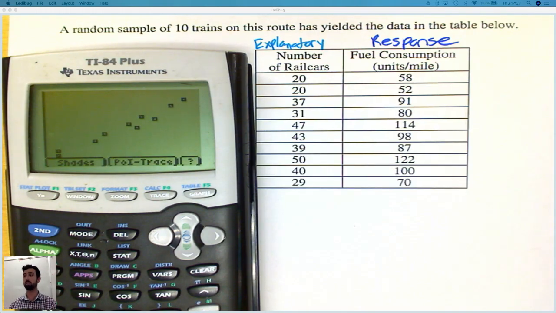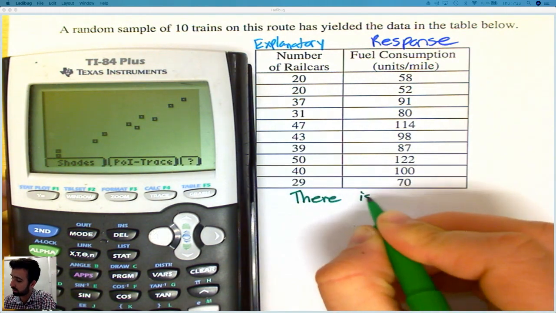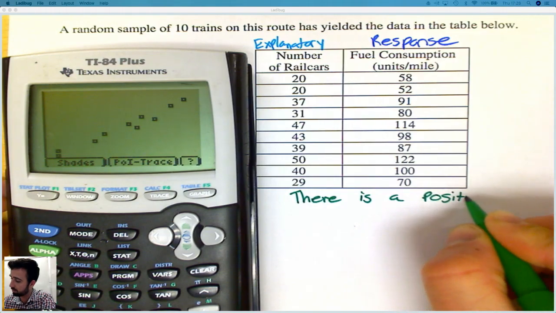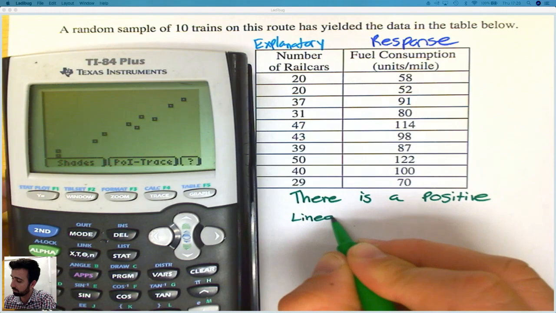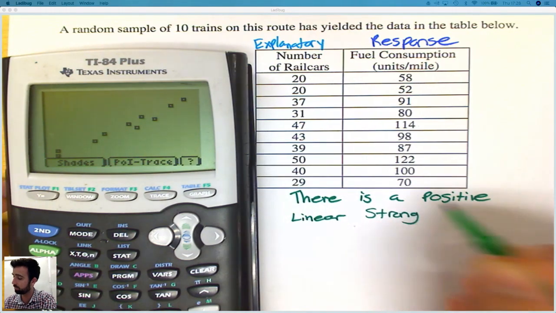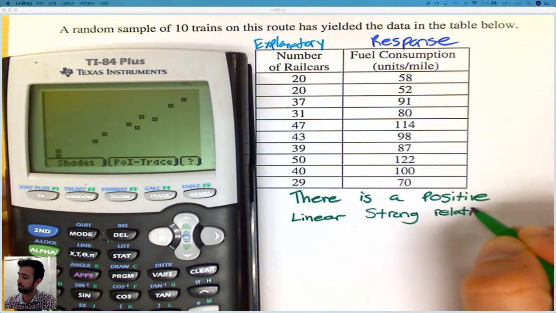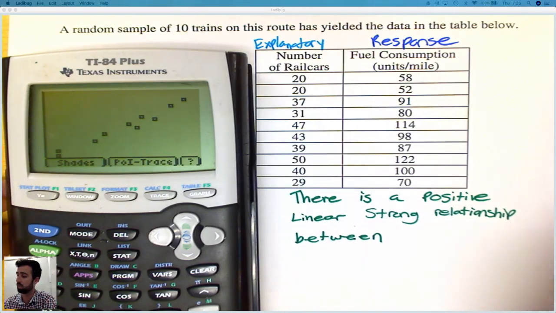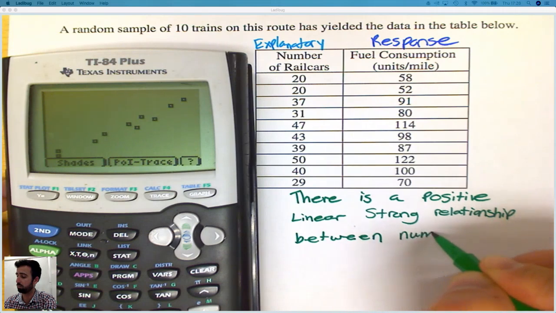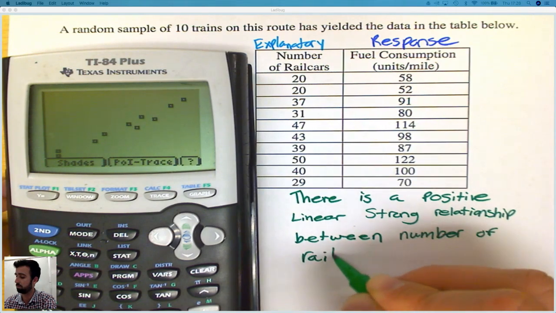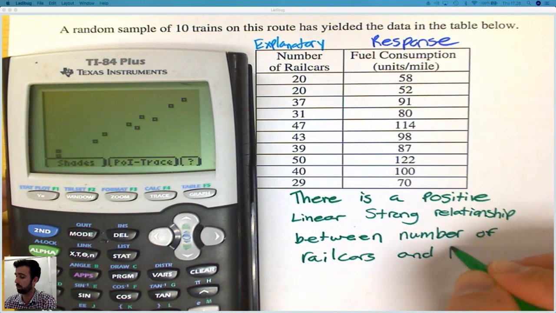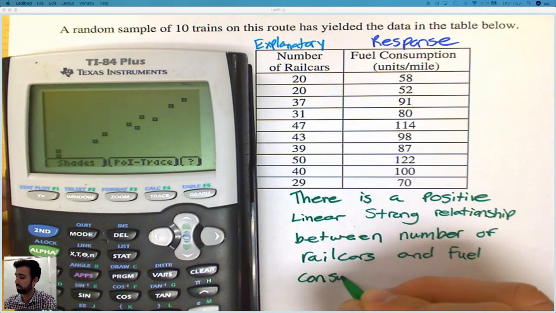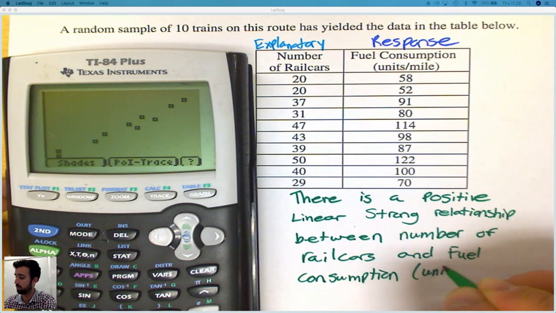So if we wanted to describe the distribution, we would say there is a positive, linear, strong relationship between, and then here's where context comes in, between number of rail cars and fuel consumption. Units per mile.